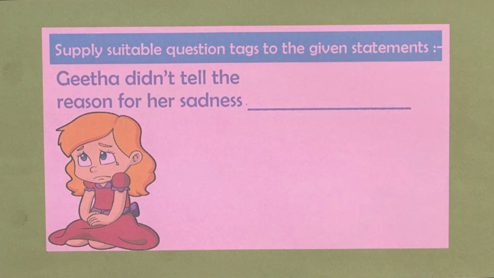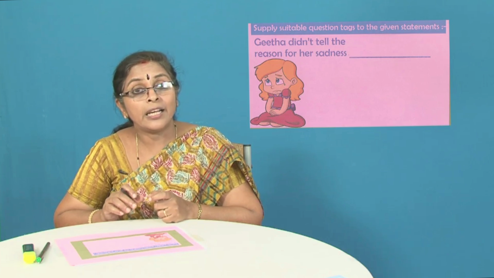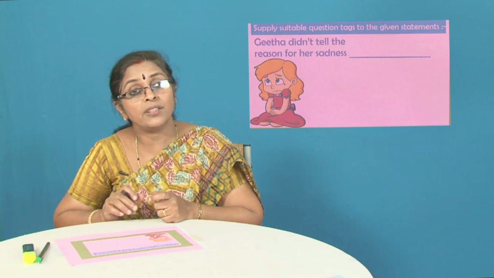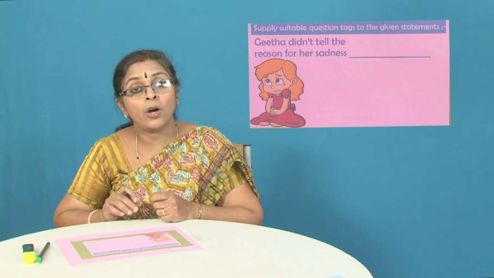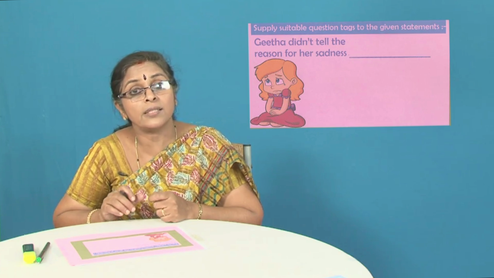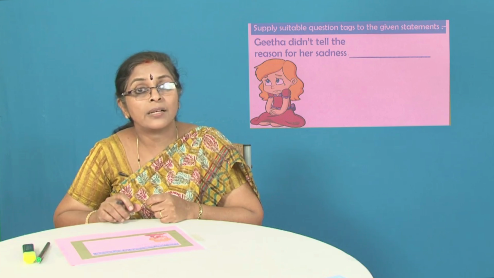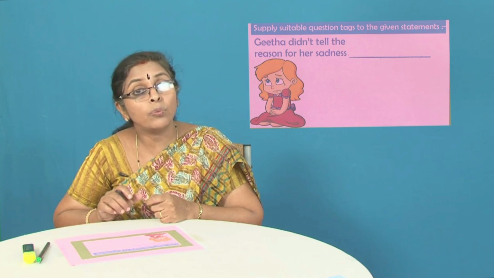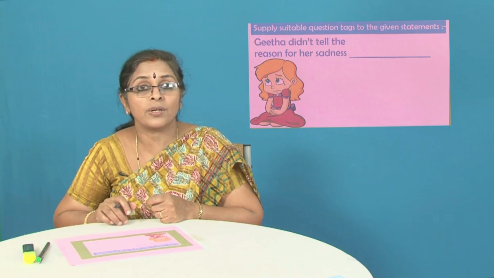Now, over here, Geeta didn't tell the reason for her sadness. See the verb didn't. If there is a statement in the question that is given to you, at that time you need to see whether the sentence that is given is positive or negative. Now, how do you identify whether the given sentence is positive or negative? If the word not exists in the sentence, then you can be sure that it is a negative sentence. If the word not doesn't appear in the sentence, then the whole sentence that is given to us is positive.